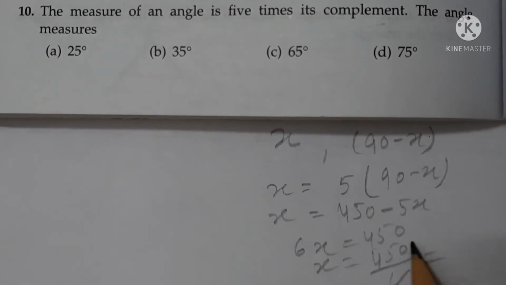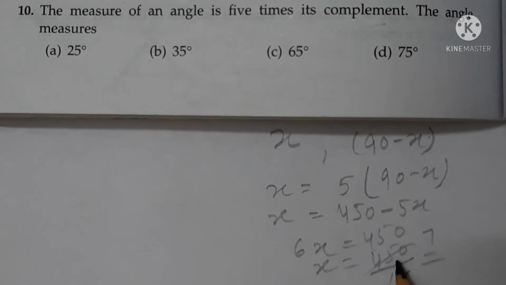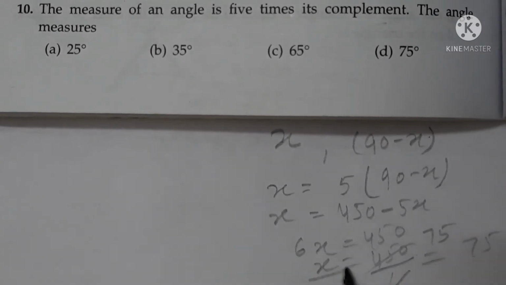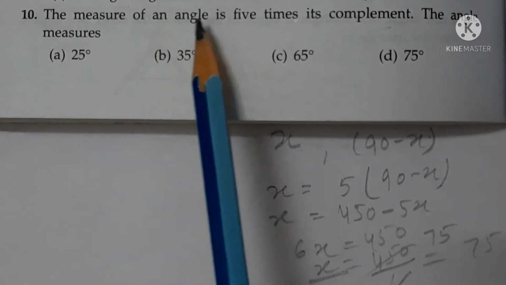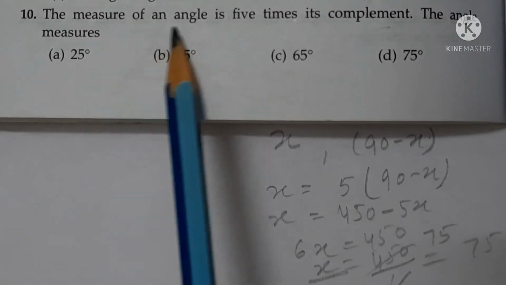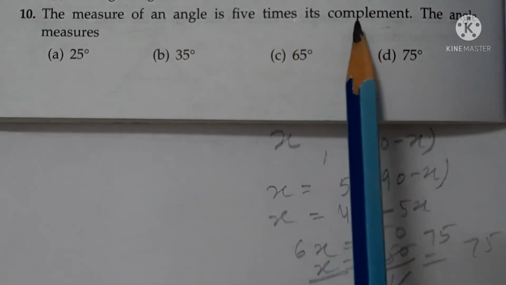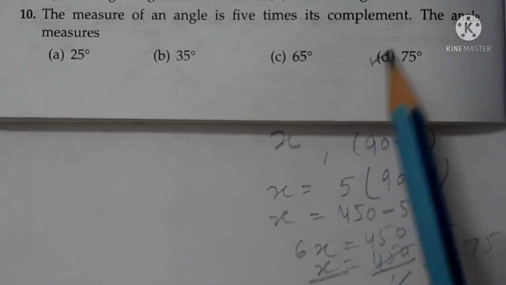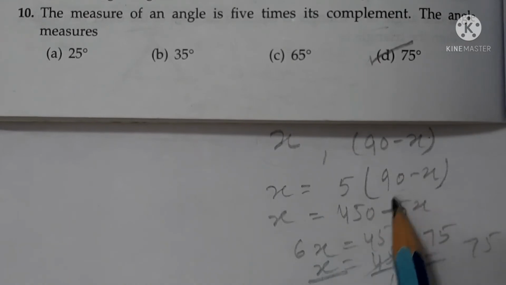So 6 7s are 42 and 3 6 5s are 30, 75 degree. Here what is asked in the question? The measure of an angle. So you have to find this angle which is 5 times its complement. Answer D. X is that angle which is 5 times its complement angle.